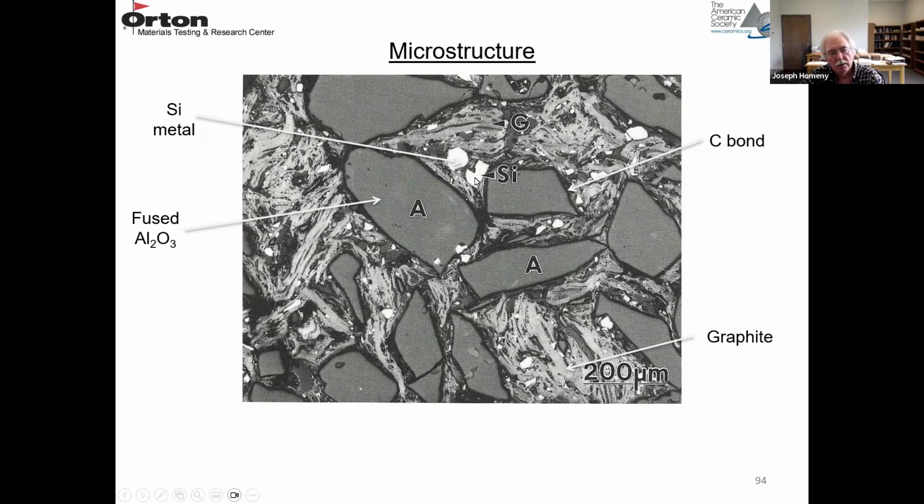The bright metal, these bright spots are silicon metal. So you can see where the antioxidation agents are added. And then the residual carbon from the resin are these darker black regions that are around the fused alumina aggregate and sort of around the carbon aggregates and in the matrix.